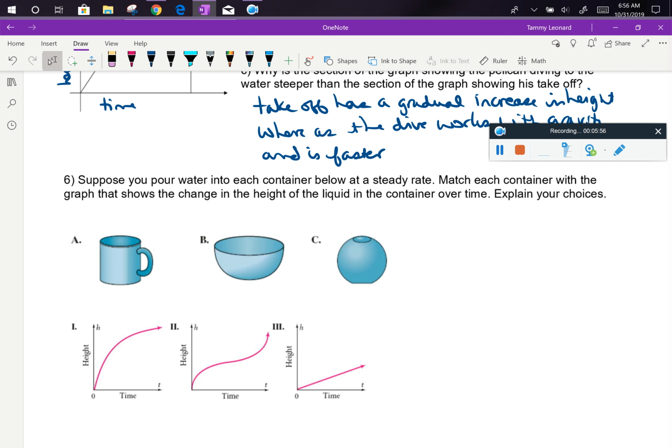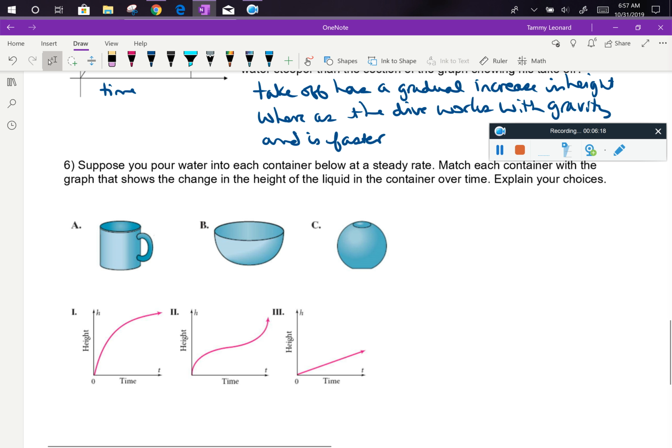Now you'll notice that none of those graphs looks like the shape of the container. And that's an important key about all of the graphs that we're looking at. We're not graphing the actual path of something as it flies through the air or the actual shape of the mug. We're graphing how something that we can measure is changing with time.